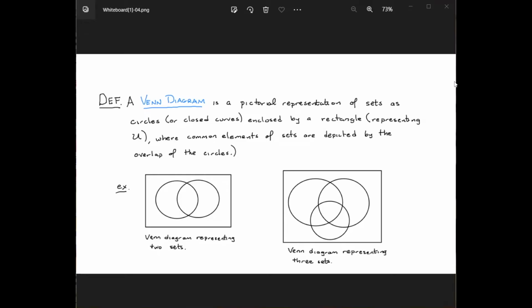Now, looking at the examples at the bottom, I have two very common Venn diagrams, one for 2 sets and one for 3 sets. You've seen these before, and we'll talk more about what these regions represent in just a little bit.